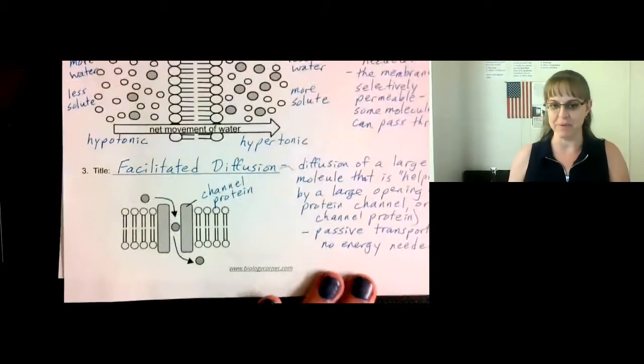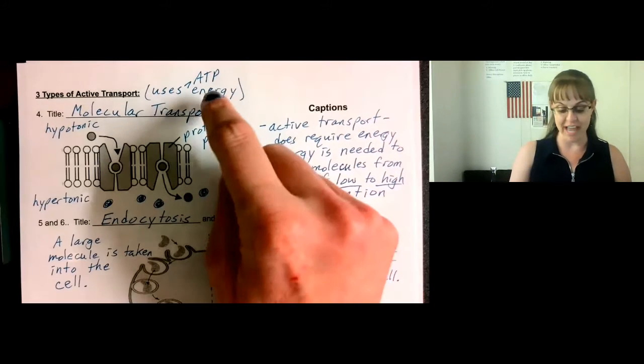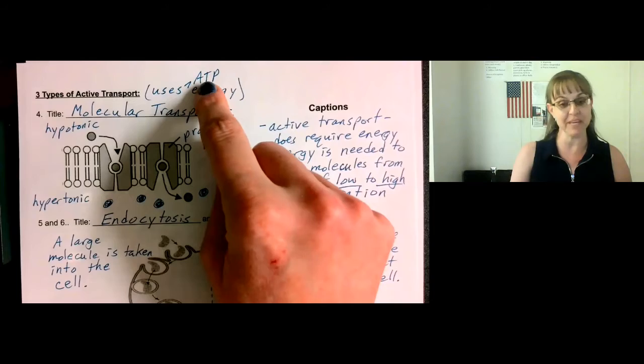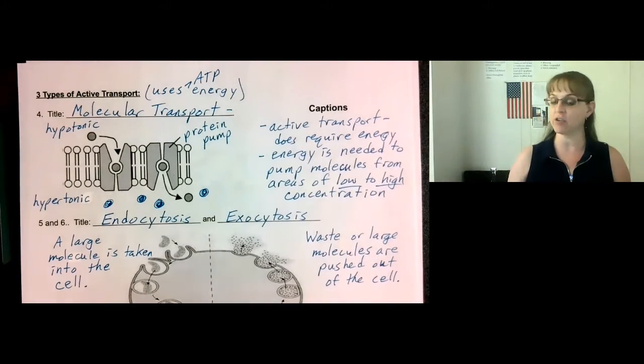Silly analogy, but maybe it works. There are also three main types of active transport. Remember, active transport uses energy, specifically ATP energy. ATP is adenosine triphosphate. It's the energy molecule. It's kind of like a molecule that acts like a rechargeable battery.